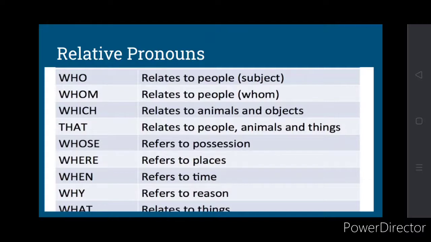One example would be: we are looking for a teacher who speaks Marathi. Here we have used who, because we are referring to the teacher. Another example would be: the gift that you gave me was beautiful. Here that is referring to the gift, and a gift is a thing.